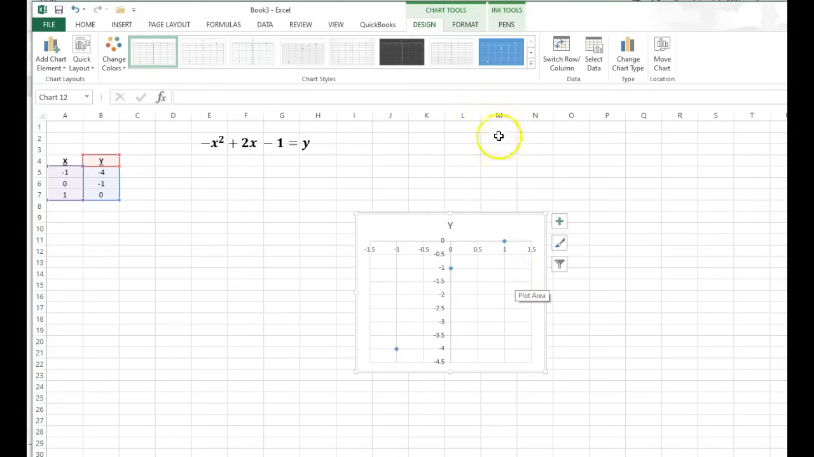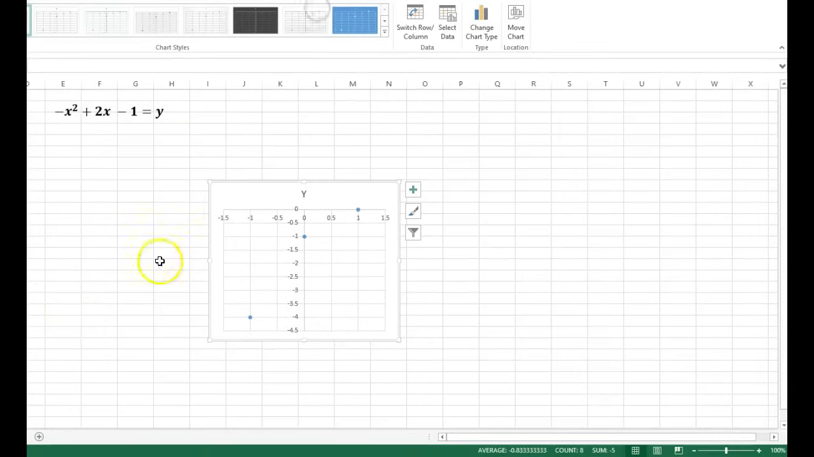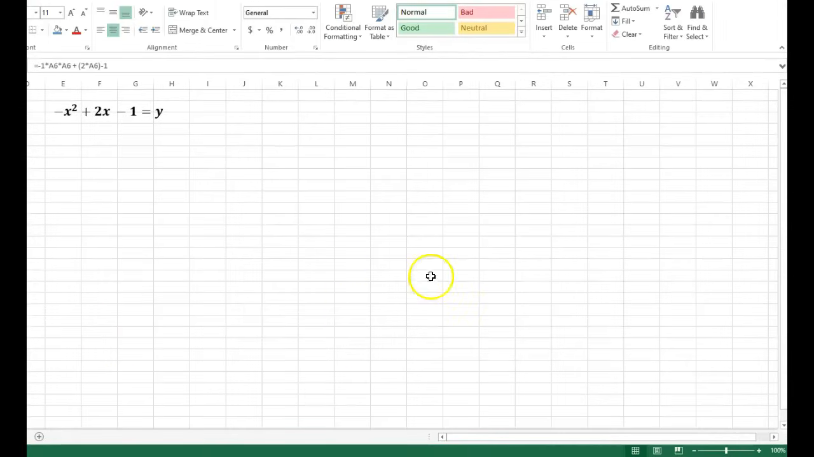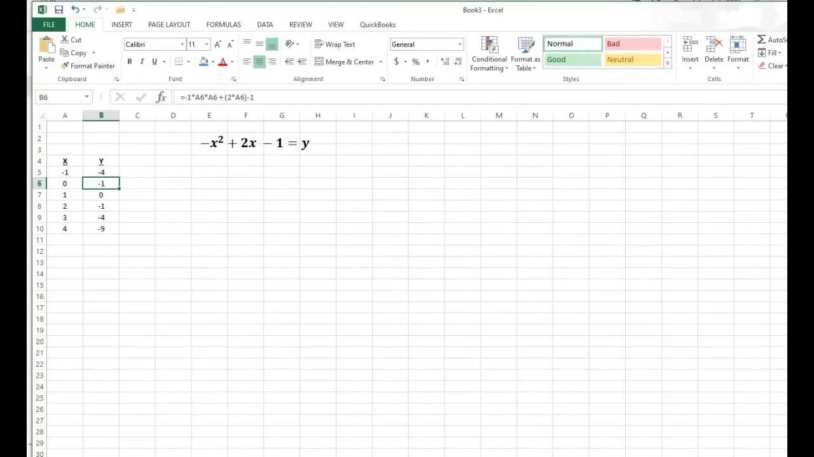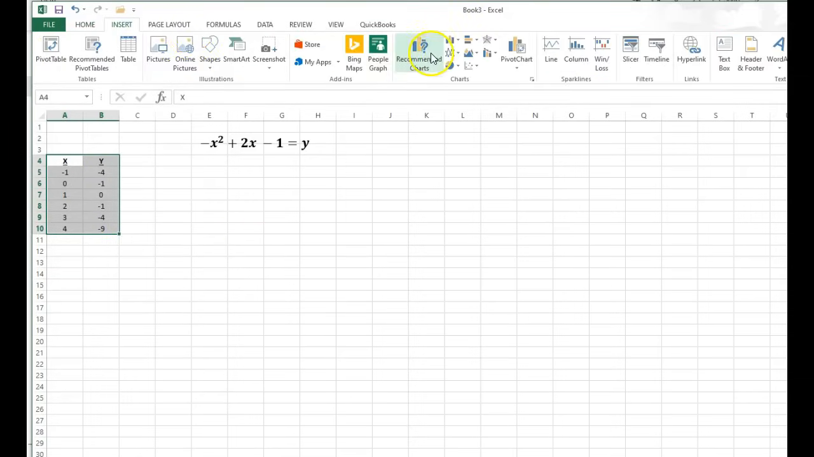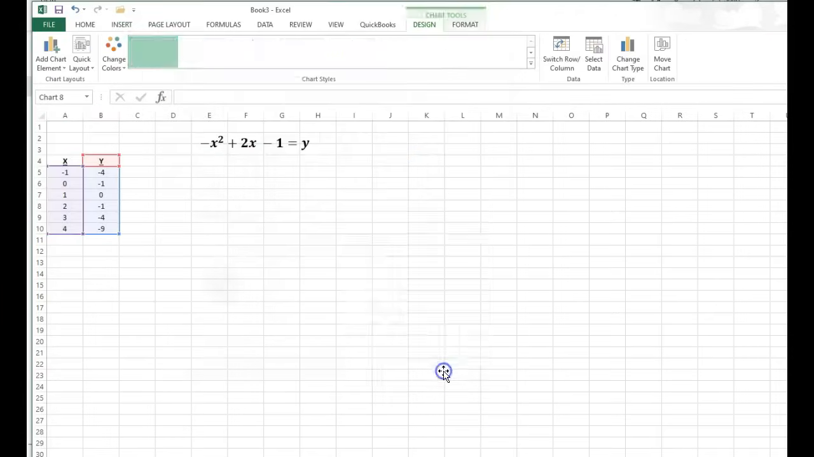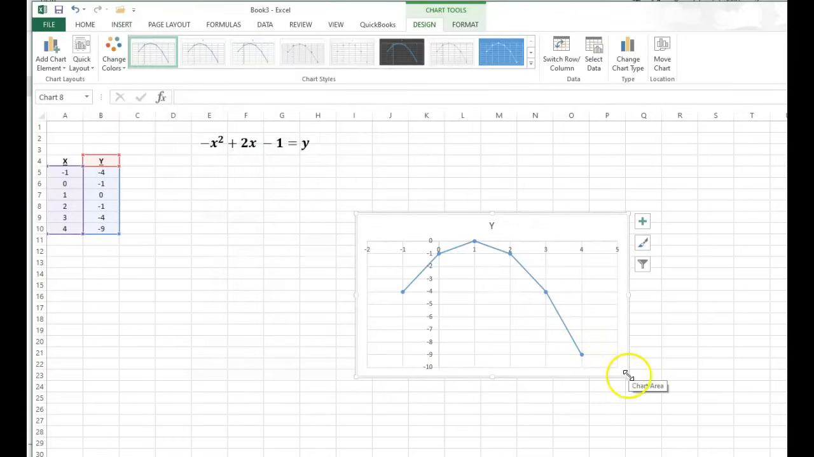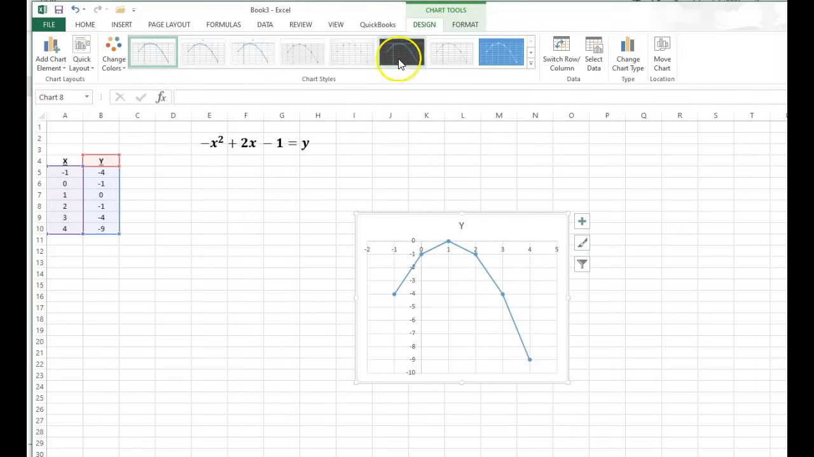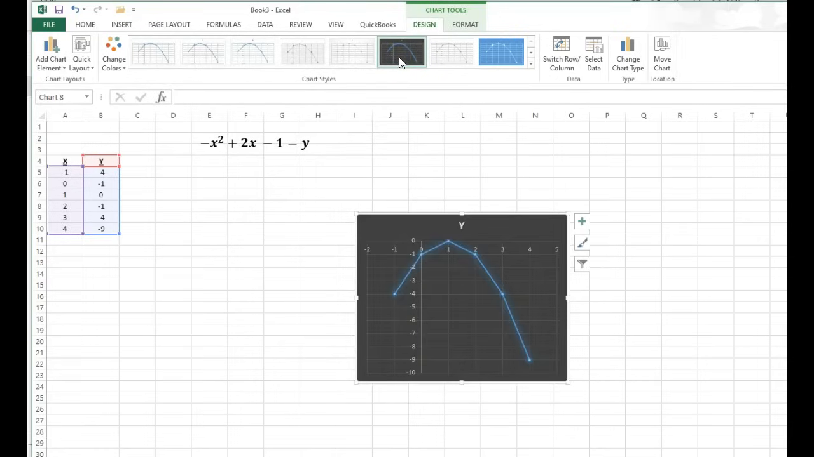All right, let's see. This is what I have. All right, let's plot this. Insert recommended chart. That's it. That's what it's looking like. Let's go dark and see. Ooh, I like this better.